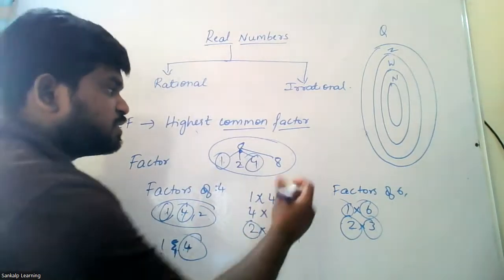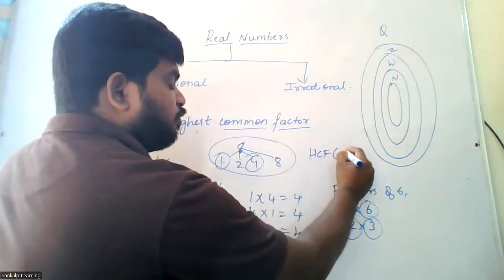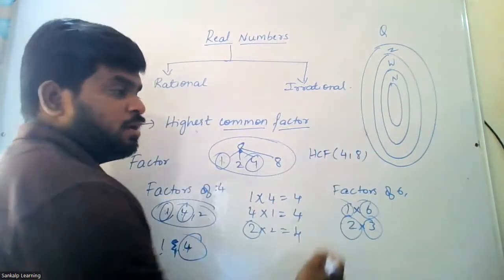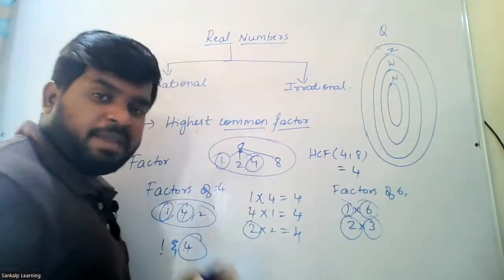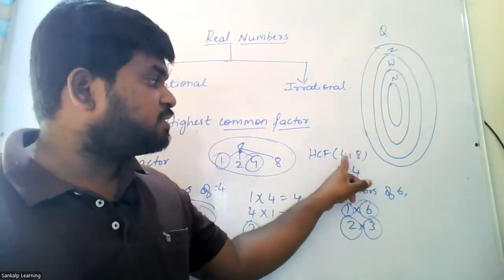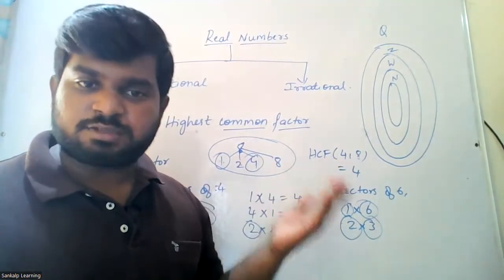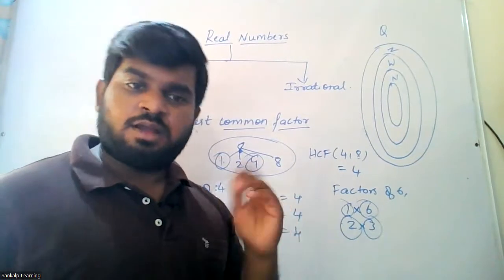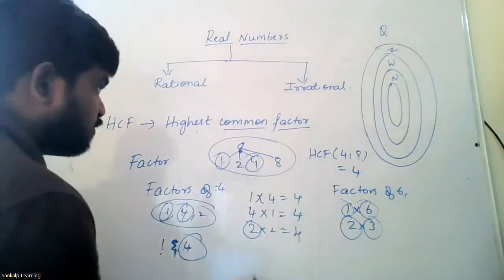If the question is HCF of 4 and 8, which is the highest number that divides these two numbers? It is 4. As simple as that. You need not do all this stuff. You can directly do it.